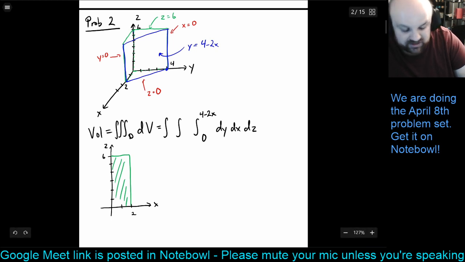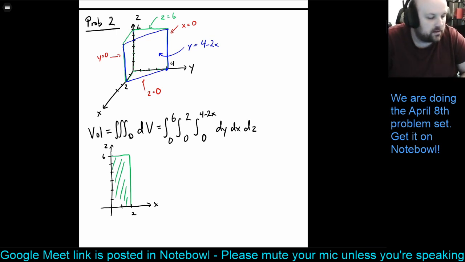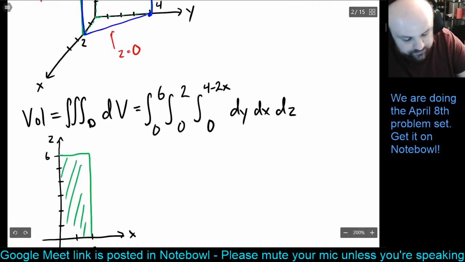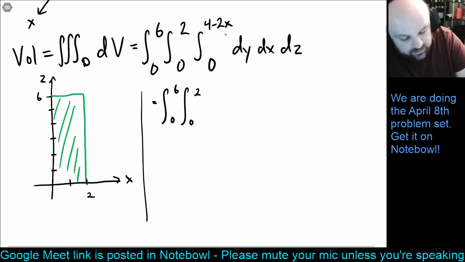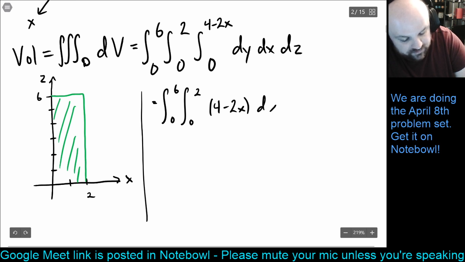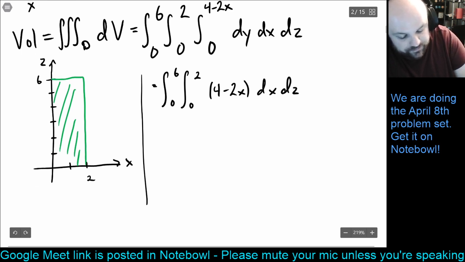So this is just a rectangle, so the bounds are really easy. 0 to 2, 0 to 6. And yeah, that's it for setting up the integral. Let's go ahead and compute this one. So 0 to 6, 0 to 2. Let's see. Do this integral, and we're going to wind up with 4 minus 2x. It's dx dz.